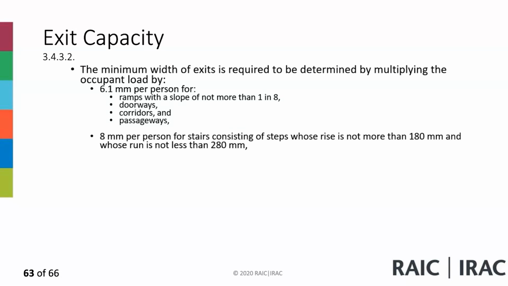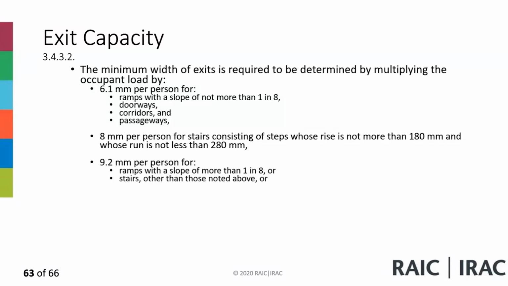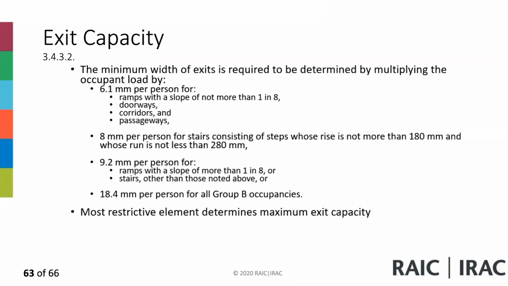For stairs, it's 8 millimeters per person for stairs consisting of steps whose rise is not more than 180 and whose run is not less than 280. And 9.2 millimeters per person for ramps and slopes of more than 1 in 8 or stairs other than those noted above. So it's 18.4 millimeters per person for all group B occupancy. So if you have floor areas with group B occupancy, your exit capacity needs to be determined by multiplying 18.4 millimeters by the number of occupants of the group B occupancies.